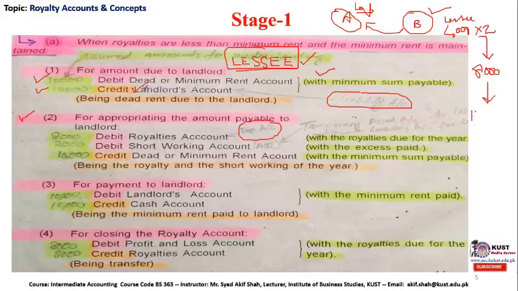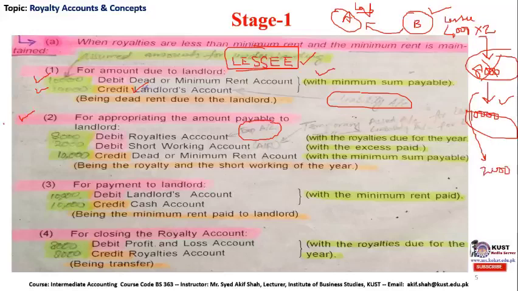And the minimum or dead rent decided between lessor and lessee was 10,000 rupees. So therefore, this royalty fee will not be paid, rather the minimum rent shall be paid to the landlord. However, we need to mention the royalty and short working account over here, since we have studied in the previous lecture that the difference between minimum rent and the royalty fee is known as the short working. So the short working difference between these two is rupees 2,000.